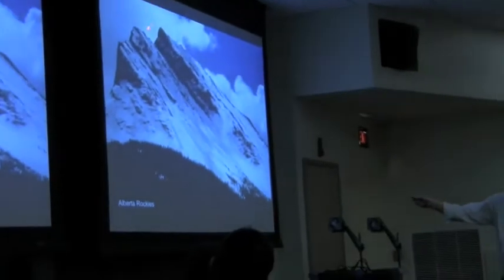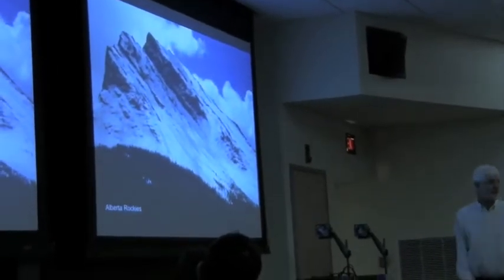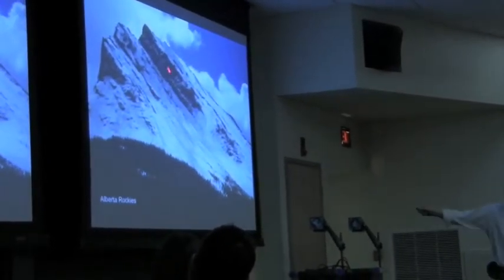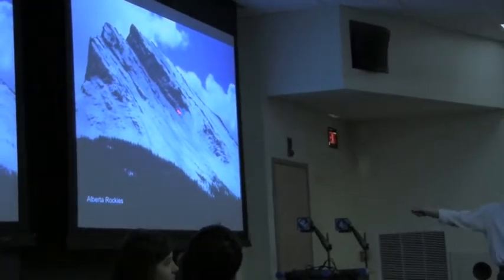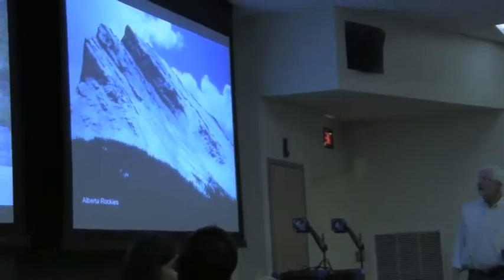So here we are in the Alberta Rockies. Which side is it going to fail? To the left or to the right? To the right. Dip slope conditions on the right side, okay? Dip slope, memorize that. Dip slope.